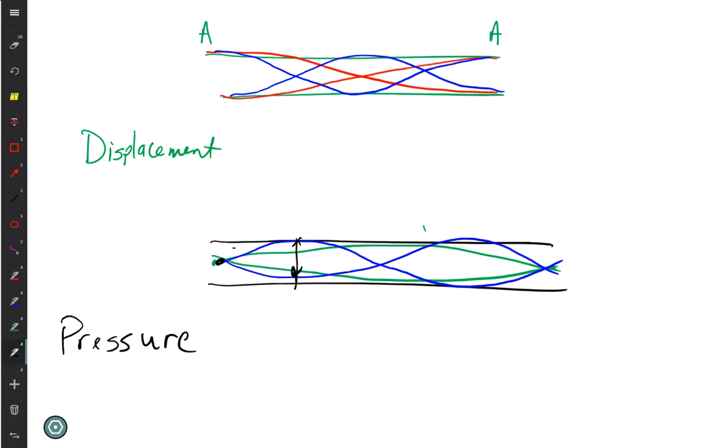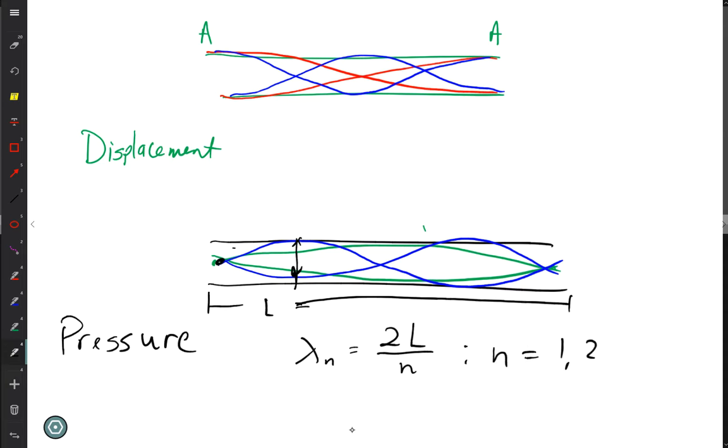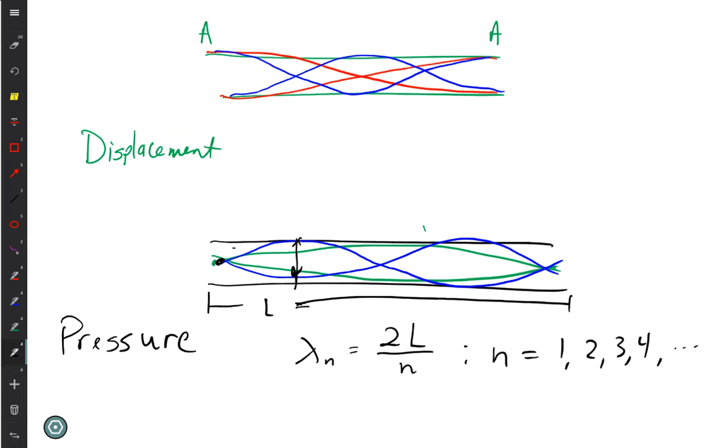So whether you look at the displacement picture or the pressure picture, you still have the relationship that says the wavelengths that will resonate is 2 times the length divided by n, where n is a positive integer. So that's for open tubes, such as this. Beautiful. Okay. What about closed tubes?